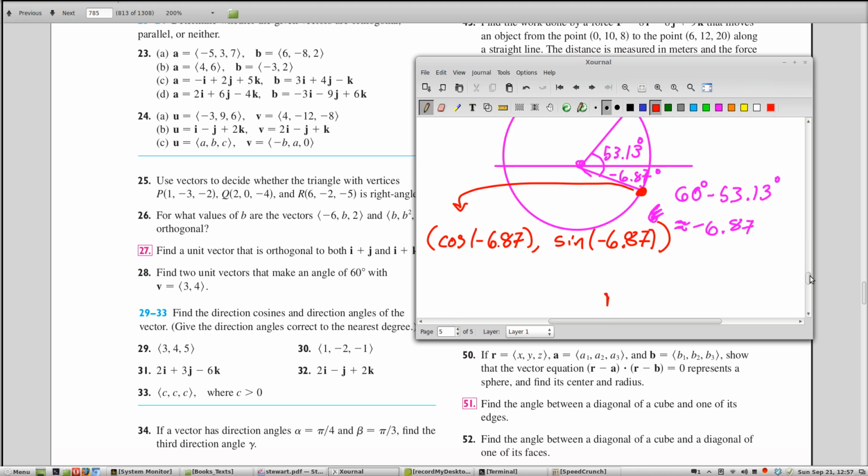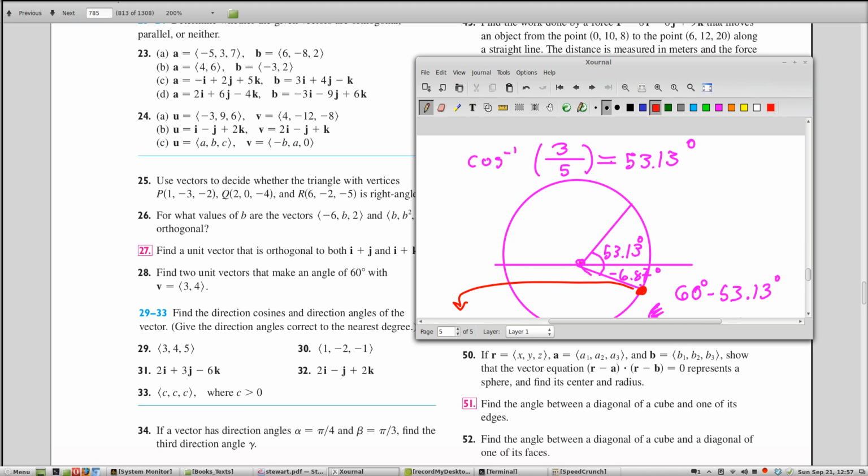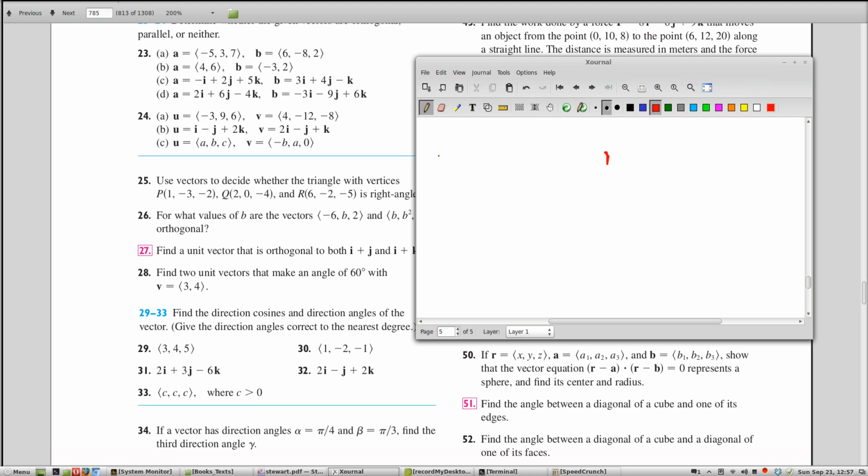And to find the other one, you could just do 60 plus 53, which is going to be 113. Now deal with 113.13 degrees and do the same trick with sine and cosine. And that gives you the other one. Okay, so that was an interesting exercise, I think.